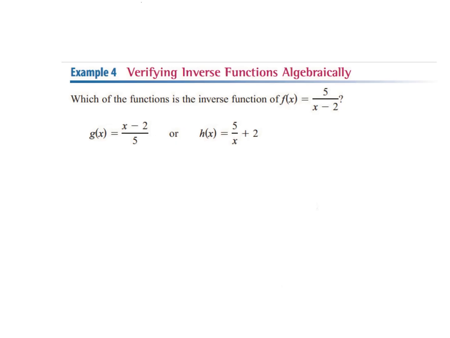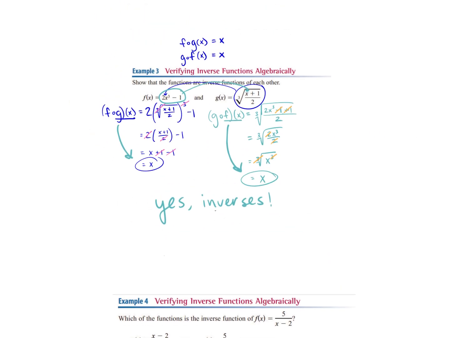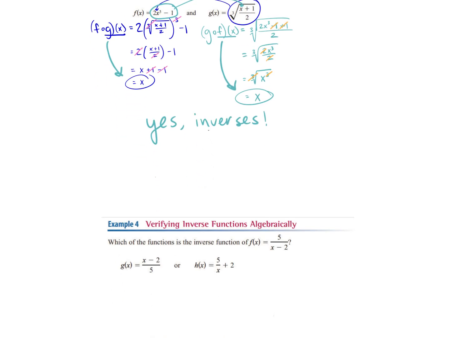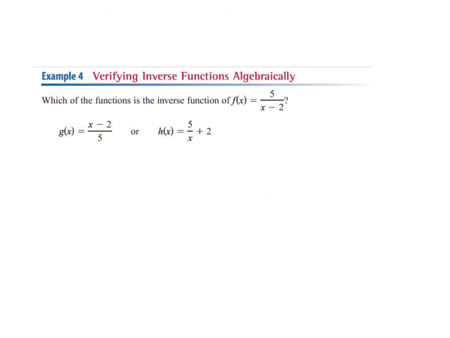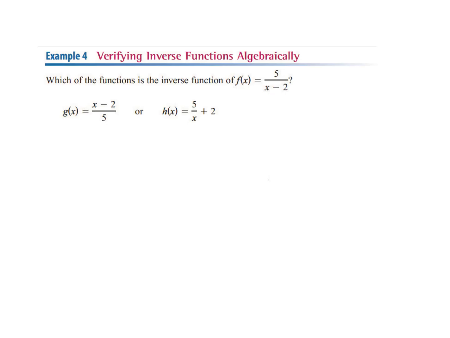It says, which of the following functions is the inverse function of f of x? So it gives us two options. You can verify your function the same way we did in example 3, where we can find if f of g and g of f both equal x, or f of h and h of f both equal x. But it'll be less work for us to just find the inverse of f and see which one it matches. So we're going to kind of treat this as like a multiple choice question. Let's find our inverse for f.